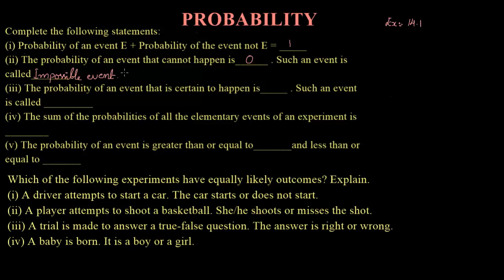Then we have the third fill in the blanks here. The probability of an event that is certain to happen. What do you have as the probability? Whenever there is a 100% chance of that event happening, it is called a certain event or sure event. And what is the probability of that event? It will be 1. And such an event is called a sure event, or certain event. Both the answers are correct.